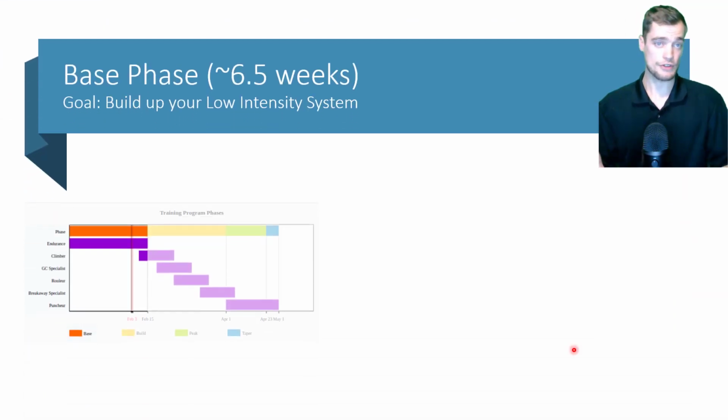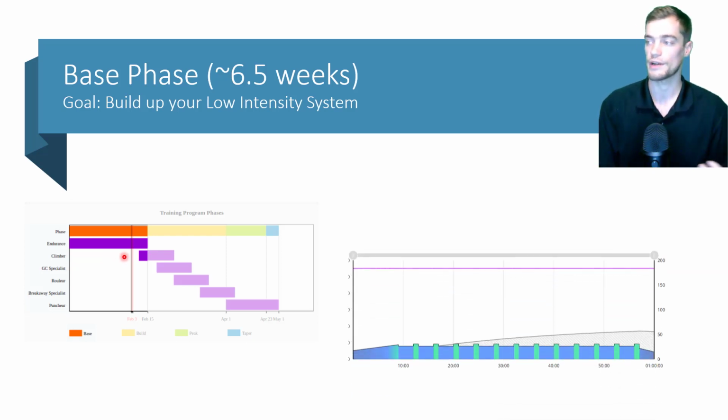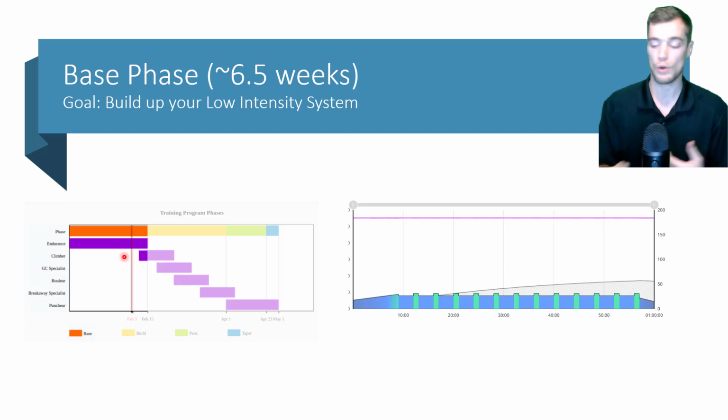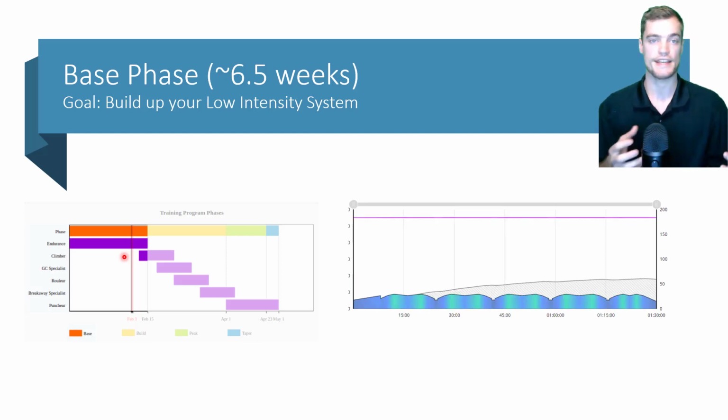As this athlete starts their training program 120 days before their target event date, they'll find themselves in the base phase, which lasts approximately 6.5 weeks. Now, the goal of the base phase is really to build up that low intensity system. So in the base phase, the focus of recommended workouts will be endurance. So you'll see plenty of workouts recommended with blue or green intervals. The idea here is that you're starting to build up that low intensity system.